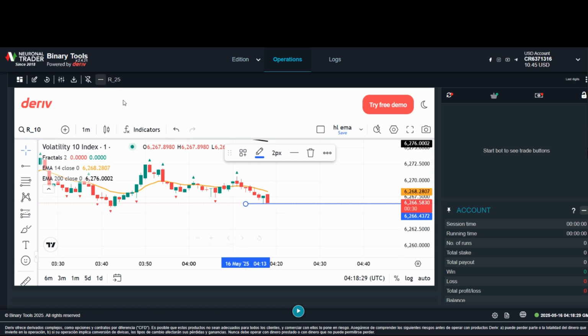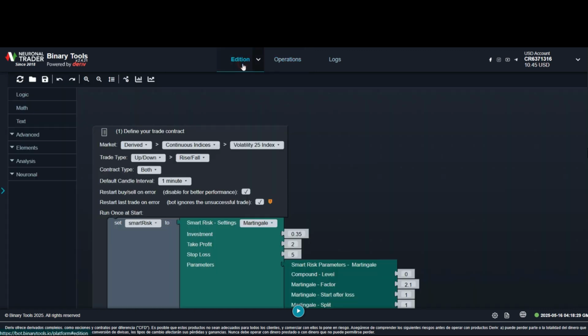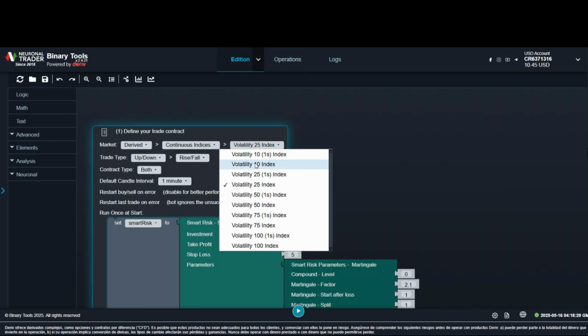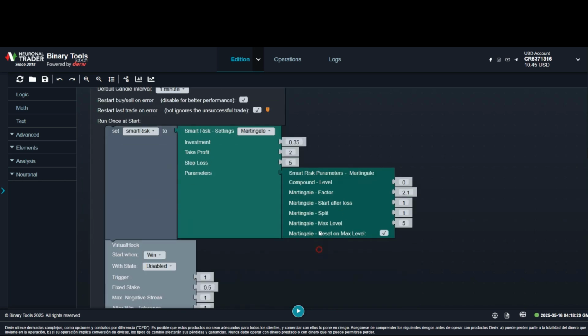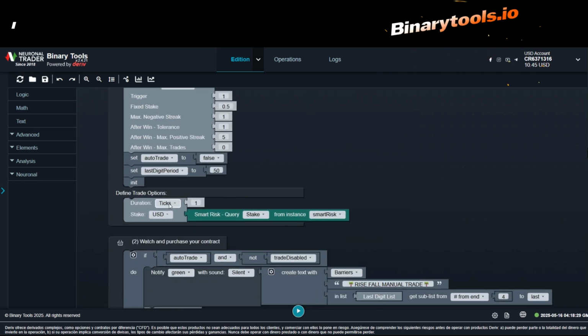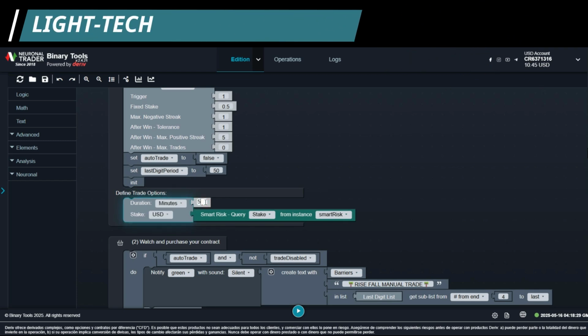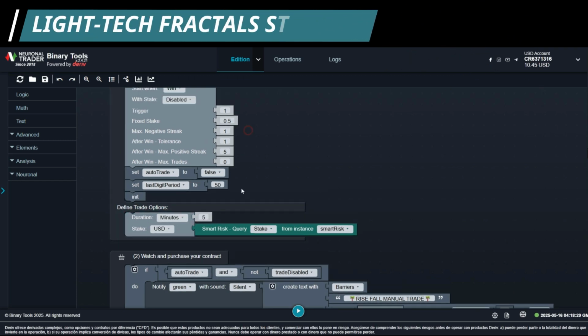So before doing that, remember we are on volatility 25, and here we analyze volatility 10. So we need to go and change immediately here to volatility 10. If you change like that, everything will be changed automatically. All you need to do is change here on the ticks and then put 5 minutes. It's really important, my friend, because we are trading for 5 minutes.